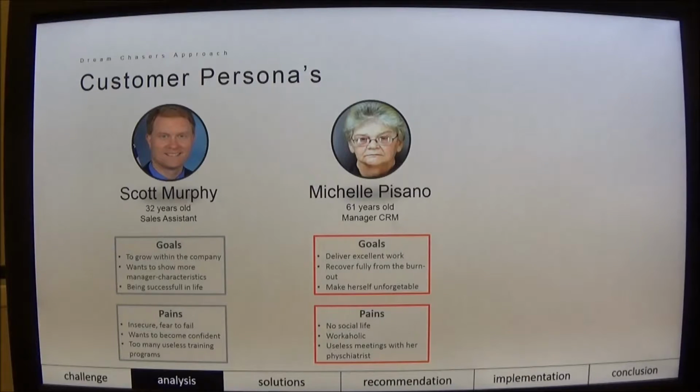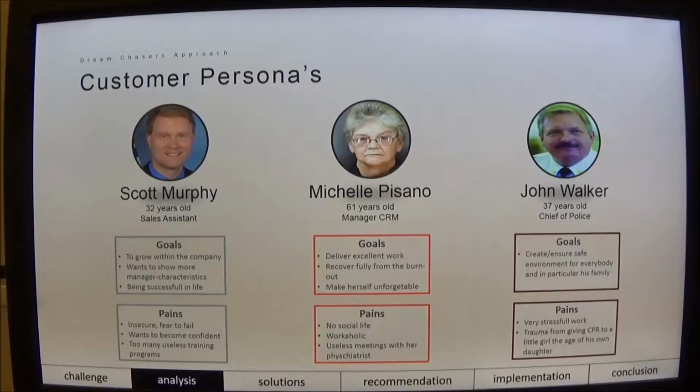Then we have 61-year-old Michelle Pisano. She's a CRM manager. She delivers excellent work. She wants to be unforgettable. However, due to the amount of time she spends on work, she has had a burnout. She is being considered a workaholic, and that's really eating her from the inside.